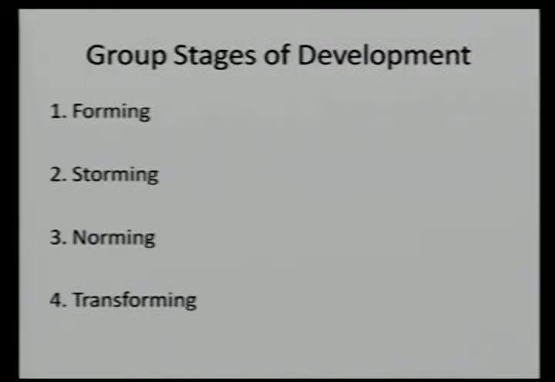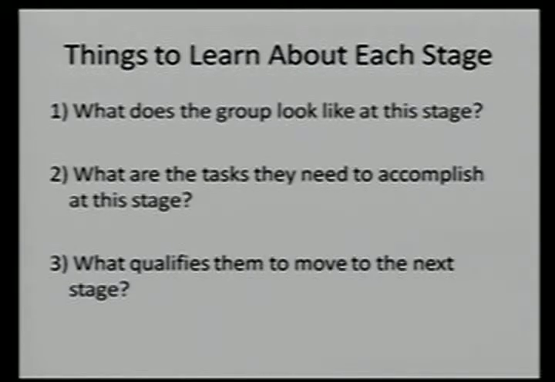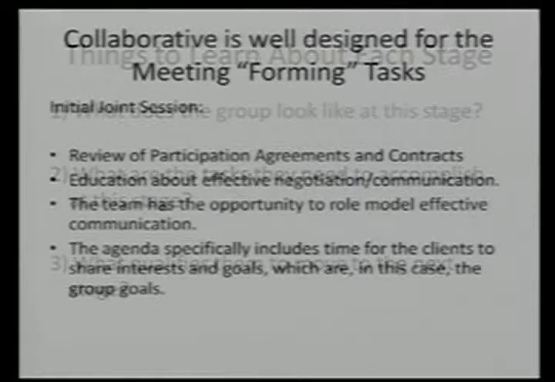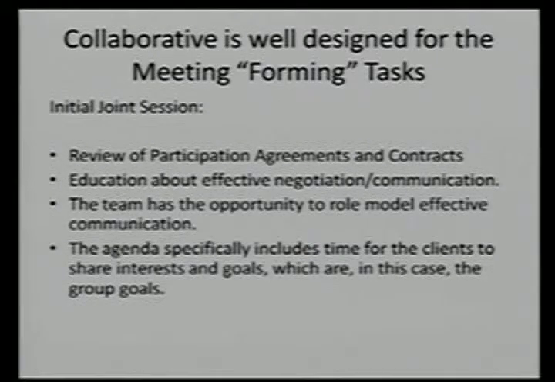So here are the stages of group development. There are lots of versions of this, but I like this version, of course, because they rhyme. So we have forming, storming, norming, and transforming. In order to accomplish our big goal, predicting what our group is going to do next, the group stage theory should tell us they get some education about effective negotiation communication. The team has the opportunity to role model effective communication. The agenda specifically includes time for the clients to share interests and goals, which are, in this case, the group goals. But there's also a danger at this stage.